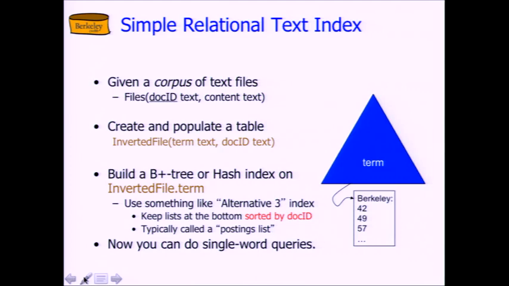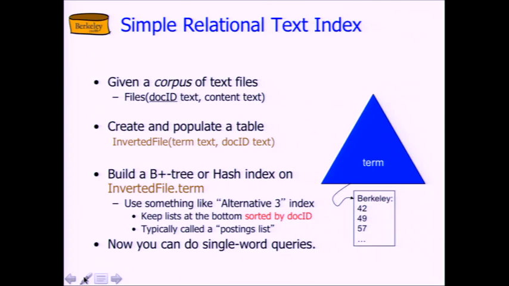But you do have to shred the document into terms and stem and stop them before you can populate this inverted file table. Then we'll build a B+ tree or a hash index or something like that on inverted file.term and do something like alternative 3 at the leaves. So if you look up Berkeley in this index, you get a list of all the doc IDs in sorted order, and this is going to be really important. Sorted order of doc IDs, all the docs that contain Berkeley. In information retrieval land, they call this thing at the leaf a postings list. It will remain sorted. You've got to keep your postings list sorted.